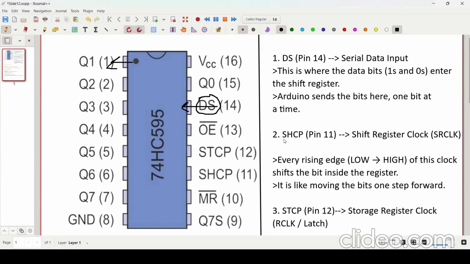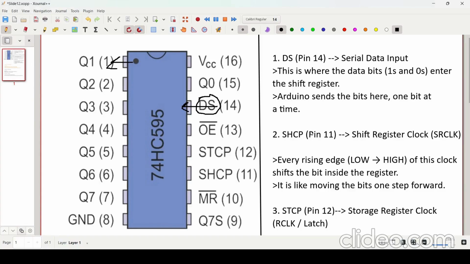Now let us move on to the SHCP pin, which is also called the shift register clock, that means SRCLK, both are the same. This pin is related to the timing of the entrance of the bits from the data pin, right? On every rising edge, that means when the signal goes from low to high on this clock pin, it shifts the bits inside the register one step forward through the data pin, right?